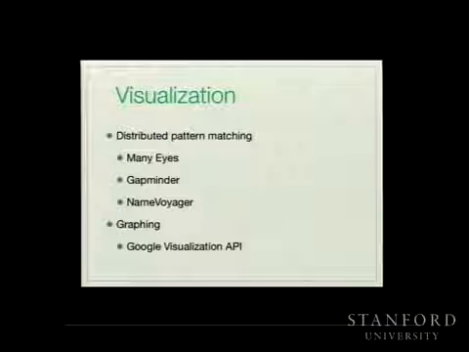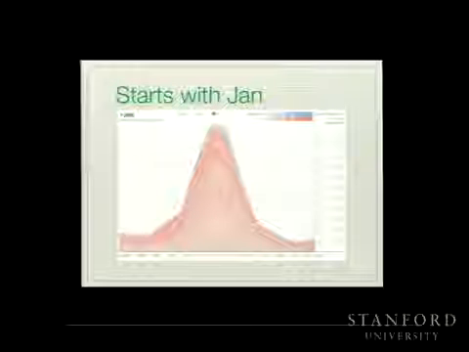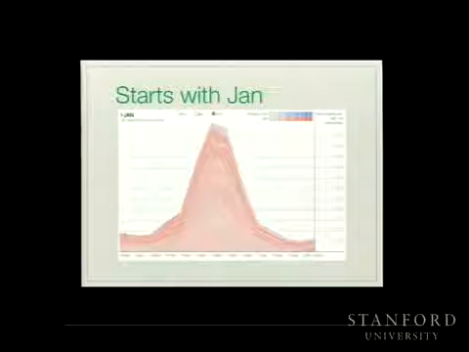So I went ahead and chose my name as a prefix. And this is the graph that came out. So names starting with Jan very, very much peaked in the 40s.